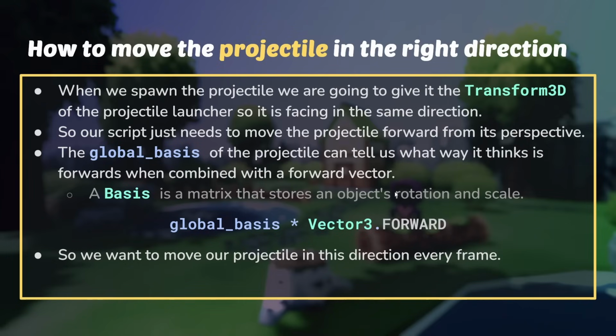The global basis of the projectile tells us what way it thinks is forward when you combine it with a forward vector. And a basis is a matrix that stores a bunch of useful information like an object's rotation and scale, and it's a part of its transform. So we can add this line of code, global basis times Vector3.FORWARD, and we will get a vector pointing forwards from the ray's perspective. And we're going to want to use that to move our projectile in this direction every frame. So let's go ahead and set up that script.